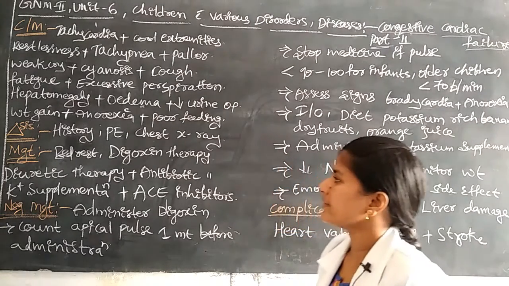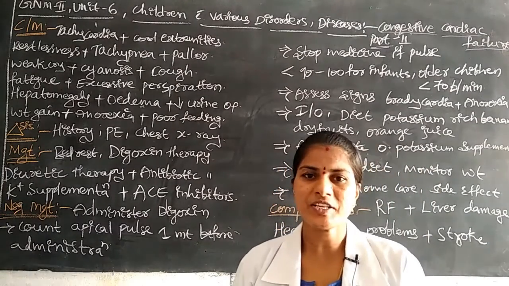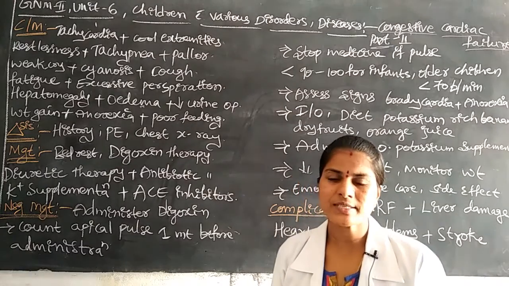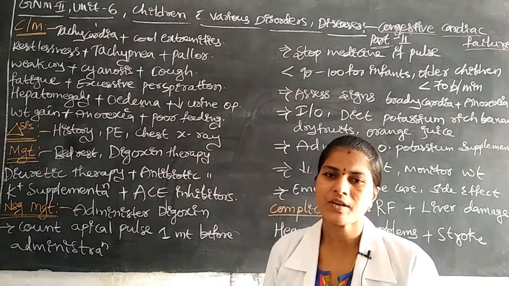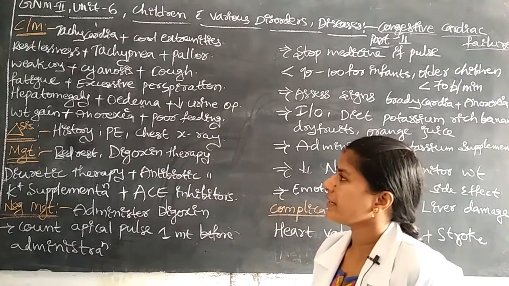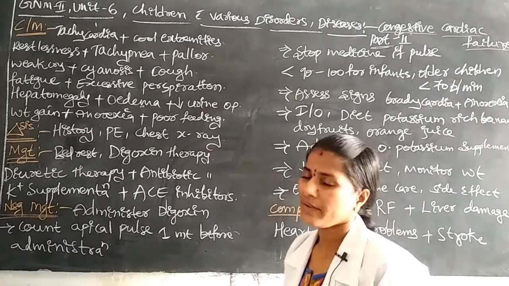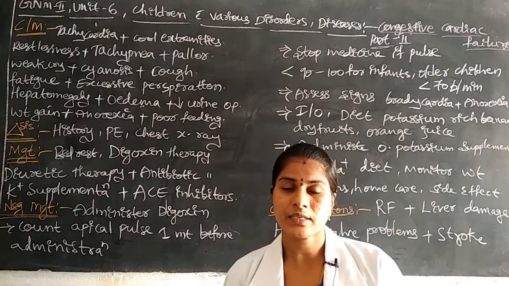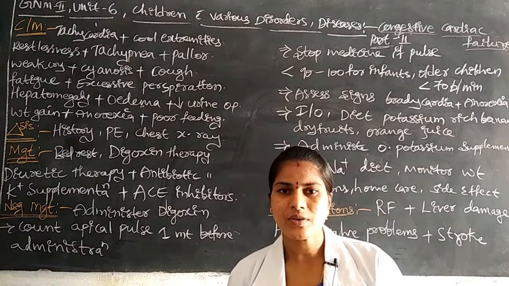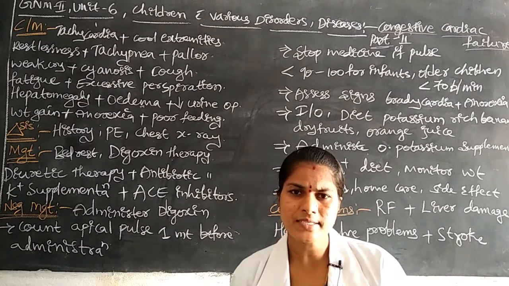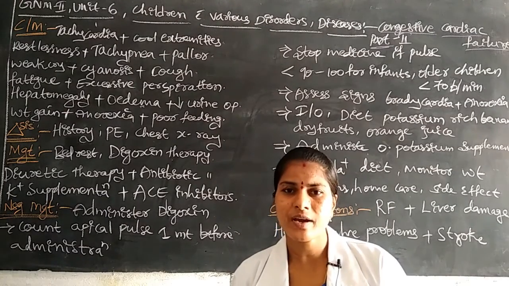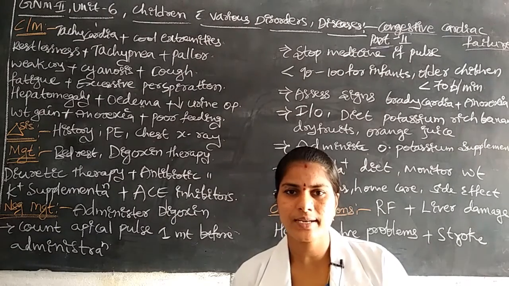Okay, next another one is that we have to do the physical examination. By inspection, we check whether there is any peripheral edema formation, whether the children have any cough symptom, or a weak cry, or any cool extremities. These are the symptoms we assess by doing the physical examination of the children.